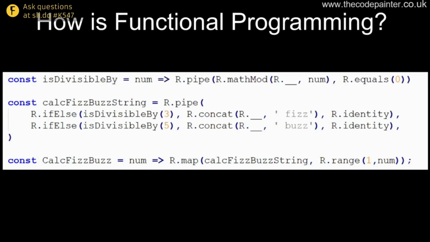The is divisible by, by the way, looks a bit like this. And that's a pipe where we path it. Math mod is our modulus, but behaving in a mathematical way, which apparently the percentage in JavaScript doesn't always. We're saying pop the value there, num is 3 or 5 as appropriate, and then we're saying return back whatever this was, passed into equals, compare it against 0. So there we go. That's a divisible by.